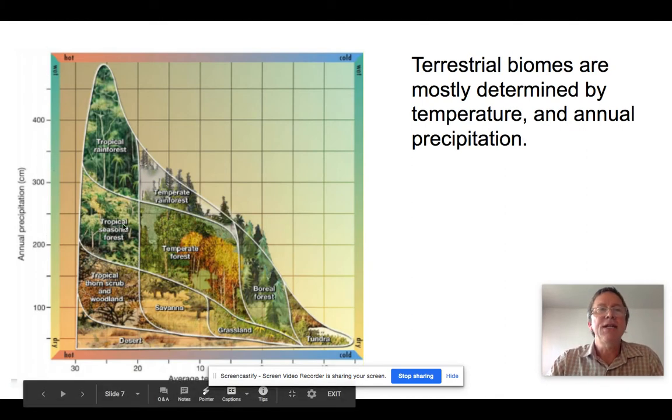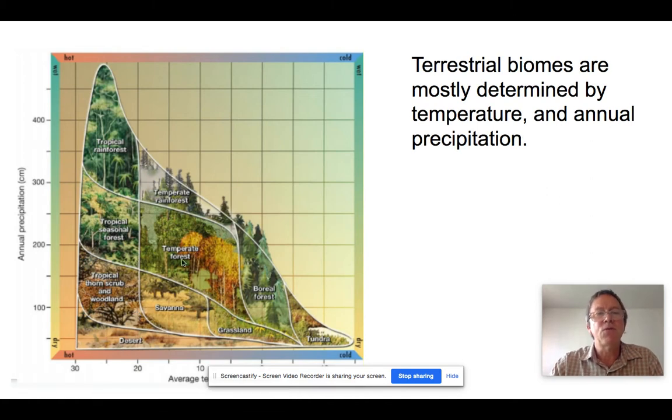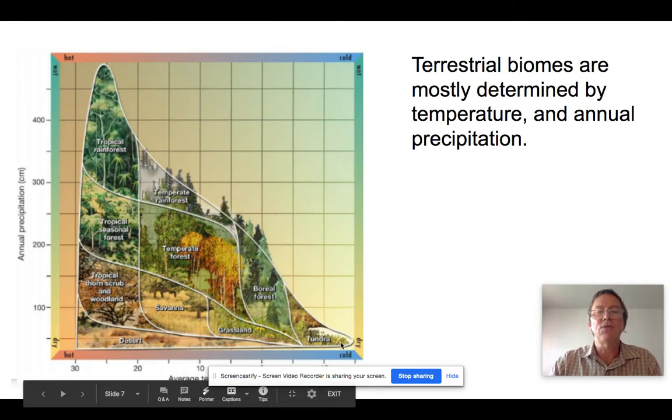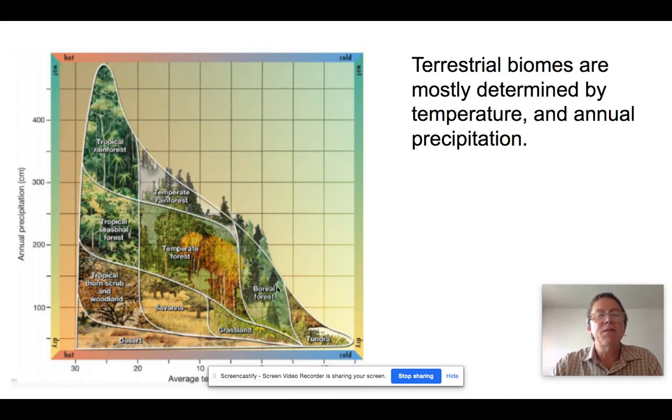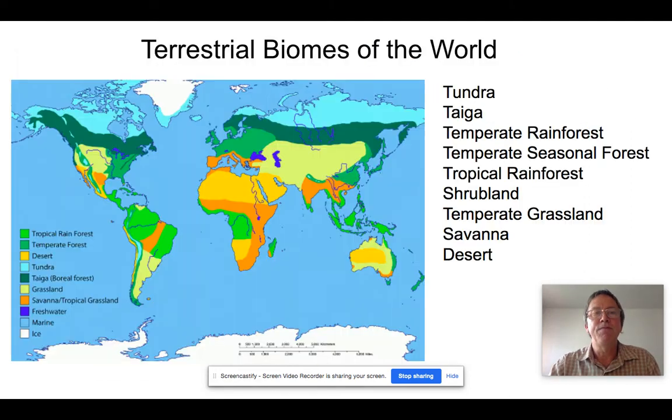So the idea is this corner is the hot, wet corner, and this is the cold, dry corner. And you can see that basically these are the different biomes of the world. So tropical rainforest is going to be hot and wet, and Arctic tundra is going to be very cold and dry, and so on. So basically, what life can live where is primarily dictated by the temperature and precipitation present in a given locality, which is in turn often determined by where it is in terms of latitude.